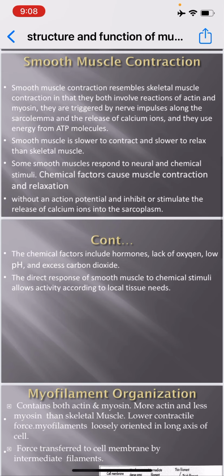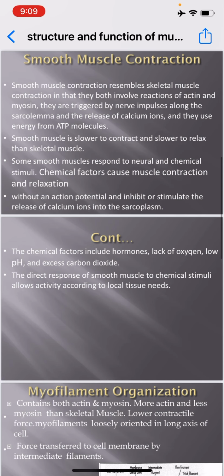Smooth muscle contraction. Smooth muscle contraction resembles skeletal muscle contraction in that they both involve reactions of actin and myosin. They are triggered by nerve impulses along the sarcolemma and the release of calcium ions, and they use energy from ATP molecules. Smooth muscle is slower to contract and slower to relax than skeletal muscle.